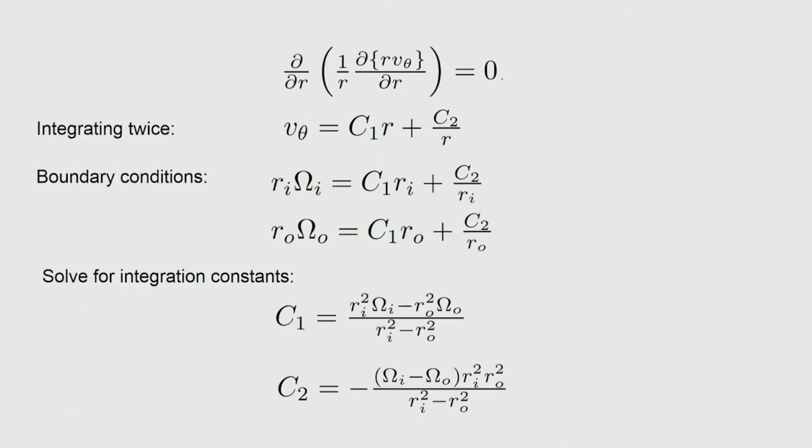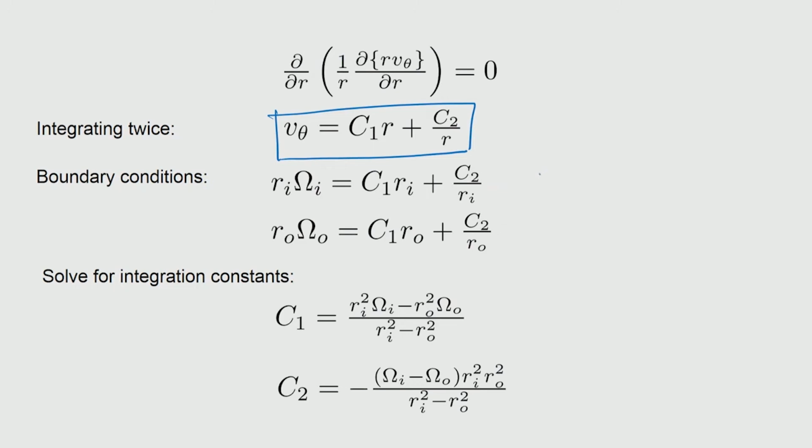So, that equation is written here, and we then integrate. When we integrate twice, we get a functional form which goes as r plus 1 by r. There are two integration constants C1 and C2, and when we substitute the boundary conditions we can determine them. The inner wall boundary and outer wall boundary conditions are listed here.